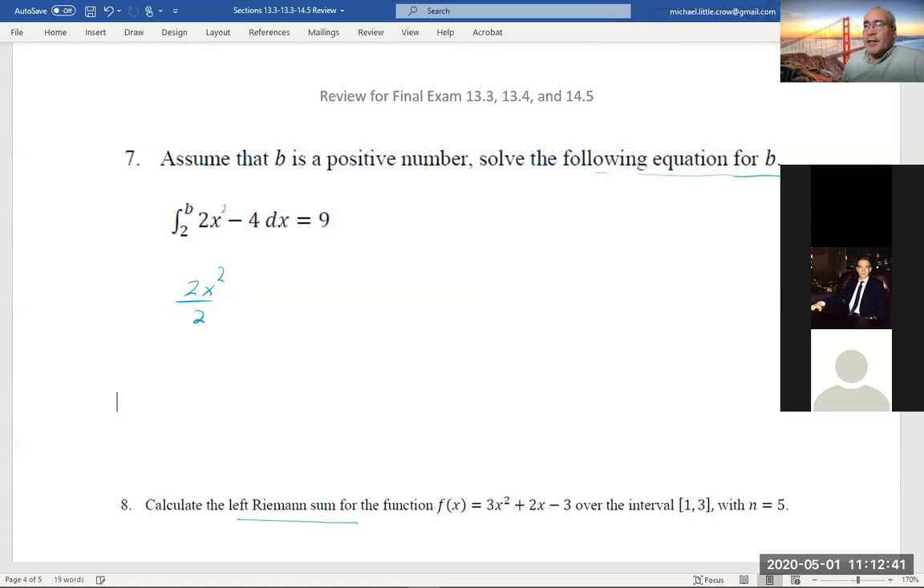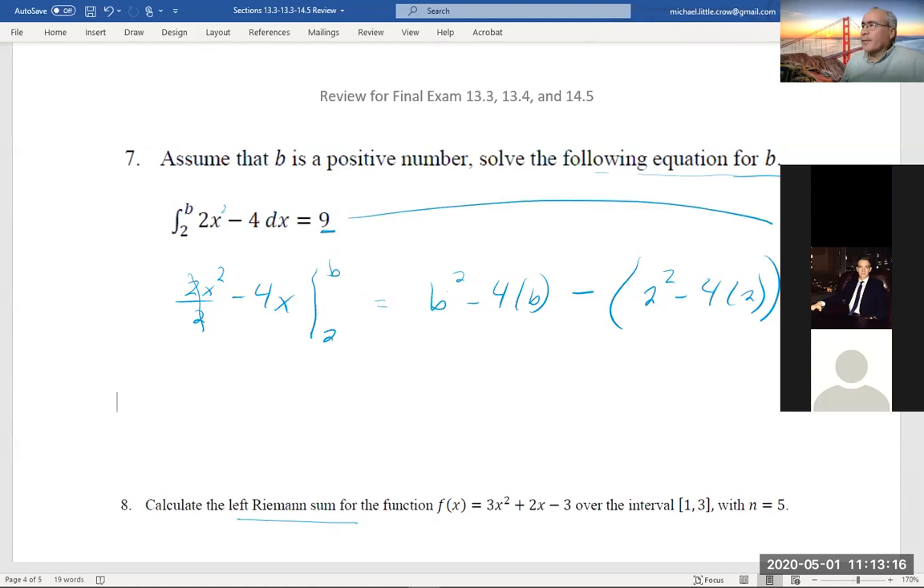Okay, so when we integrate, this one's going to become 2x squared divided by 2, right? Add 1 to the exponent, minus 4x. And then we take it from 2 to b. So the 2's are going to cancel. So this is just x squared. So we plug in the b, we get b squared minus 4 times b, minus, plug in the 2, minus 4 times 2. And what we know is that all of this is equal to 9. So that's where the 9 comes from.